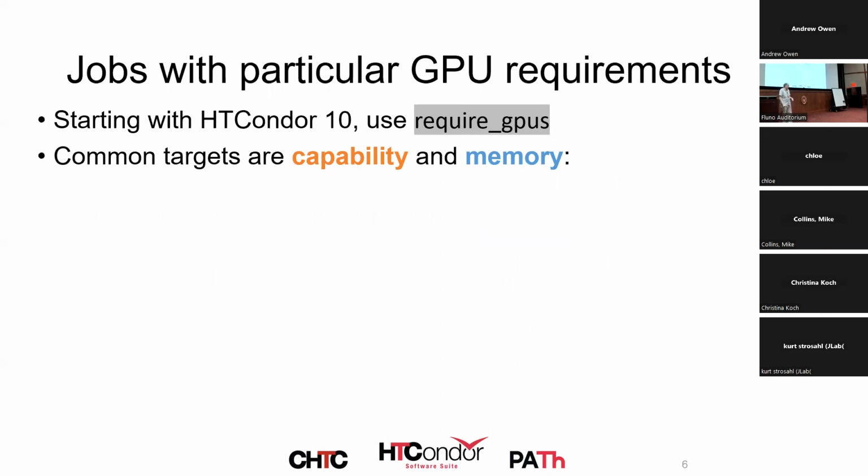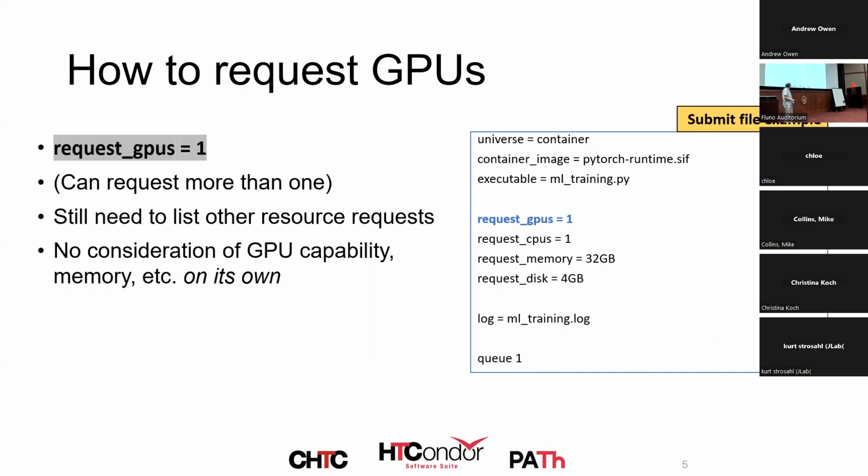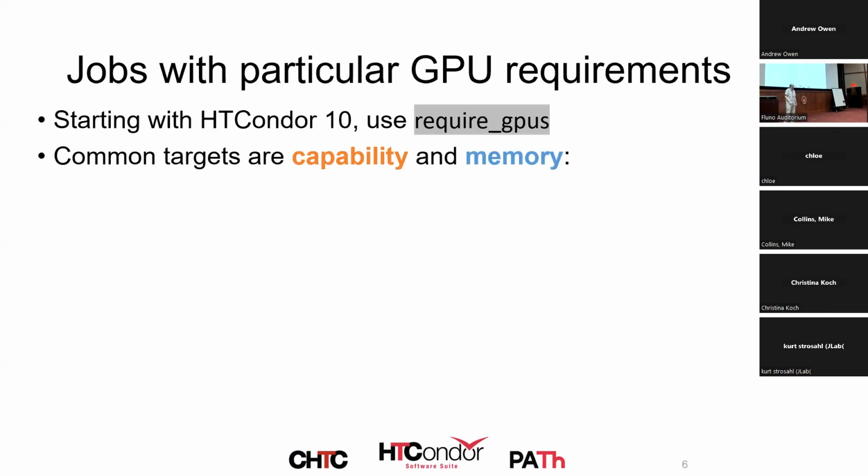So as I mentioned, just request_GPUs on its own is not going to tell you what kind of GPU your job is going to get. If your job has some kind of specific requirements, for example, if I saw that PyTorch needs CUDA capability at least 8, we have, starting in HTCondor 10, a submit file command called require_gpus. Generally speaking, the most common targets you're going to want to use this for are capability and memory. And again, only if you need to use it. If you can work with any GPU, that's going to be the best thing to do, because then you'll have the most GPUs available for your job.